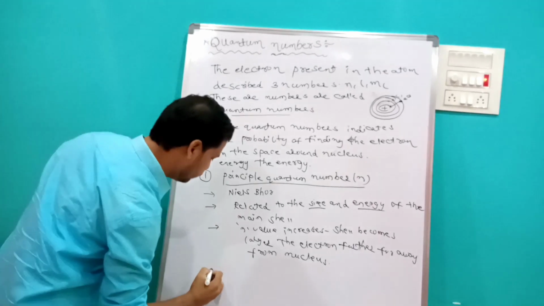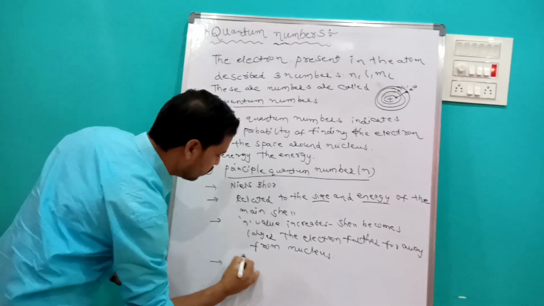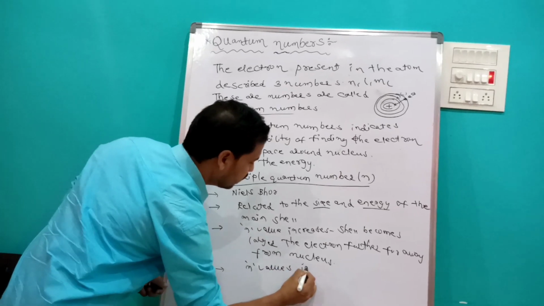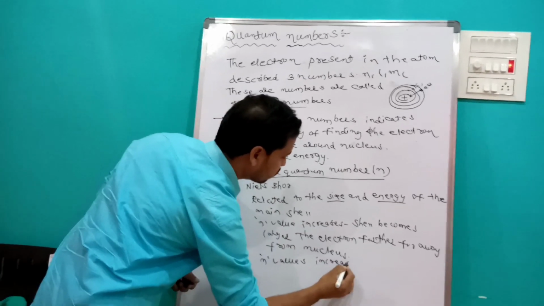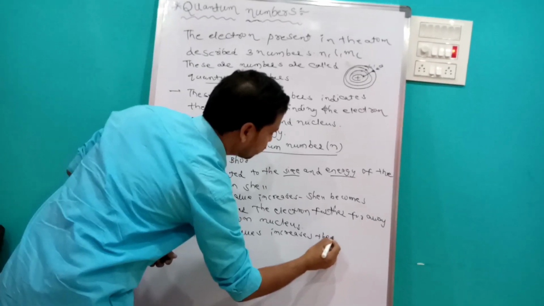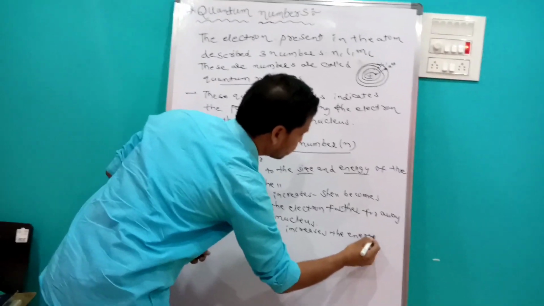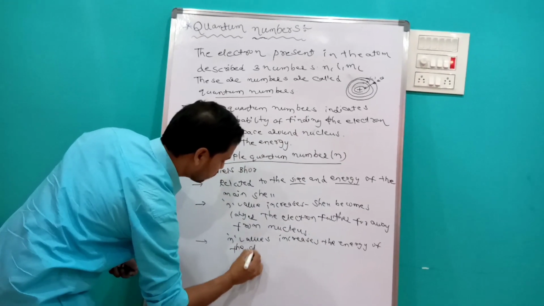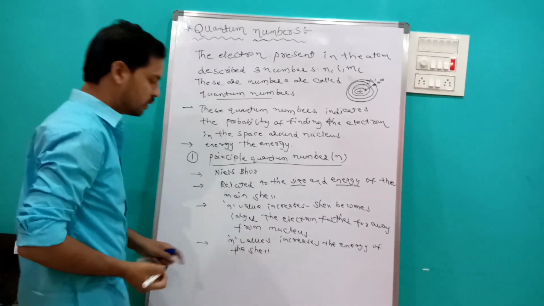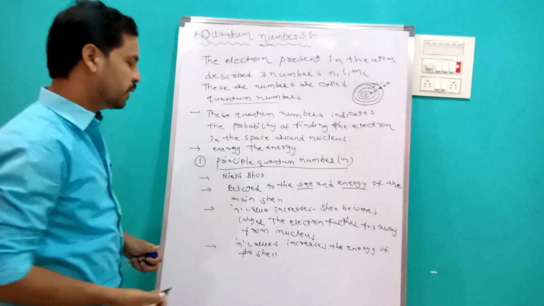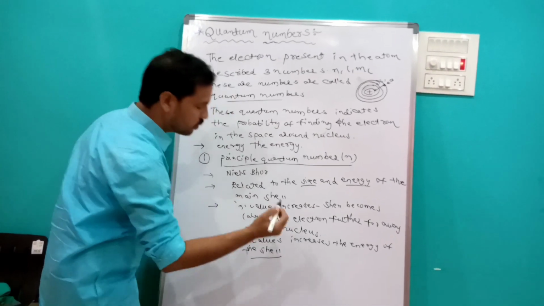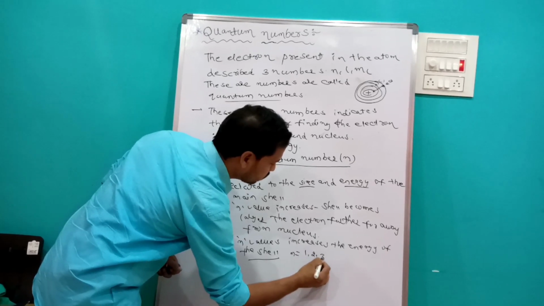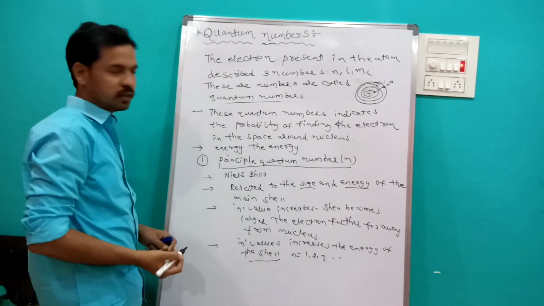If the n value increases, the energy of the shell also increases. Which increases here? If the n value increases, then the energy of the shell also increases. So n is equal to 1, 2, 3, like this. It is indicated this way.